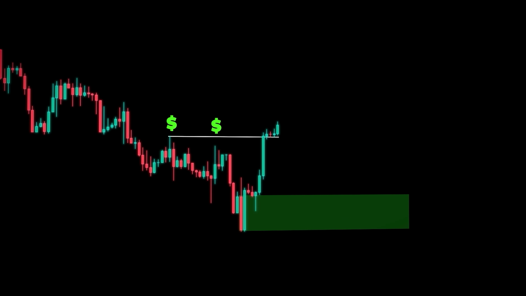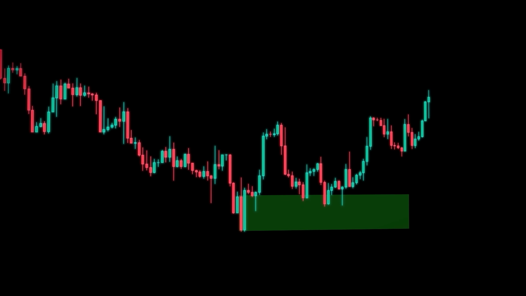Traders could look to enter long here. However, this is a more aggressive entry because this could still be a liquidity grab before price moves lower. So we want to wait and see if the market respects that demand zone. This will be confirmed on a higher high.